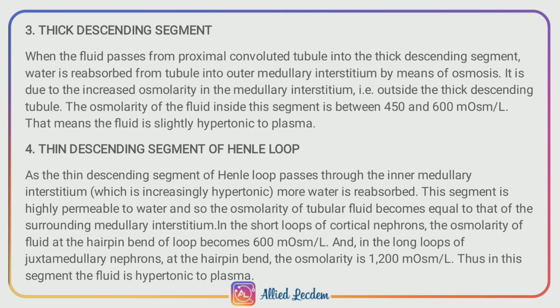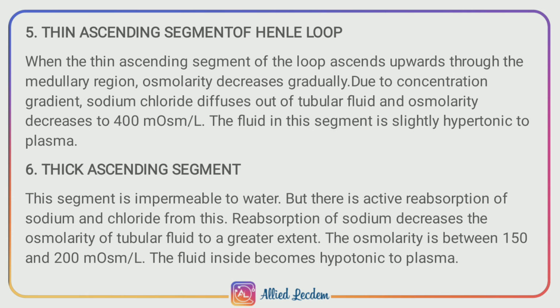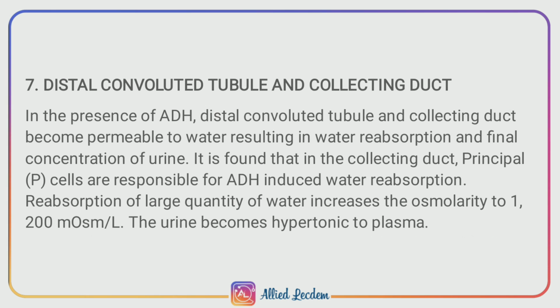The fluid is hypertonic to plasma and the osmolarity is 1200 milliosmol per liter. Thin ascending segment of the loop of Henle: the fluid is slightly hypertonic and osmolarity decreases to 400 milliosmol per liter. Thick ascending segment: the fluid is hypotonic and osmolarity is between 150 and 200 milliosmol per liter. Distal convoluted tubule and collecting duct: the urine becomes hypertonic to plasma and osmolarity is 1200 milliosmol per liter.